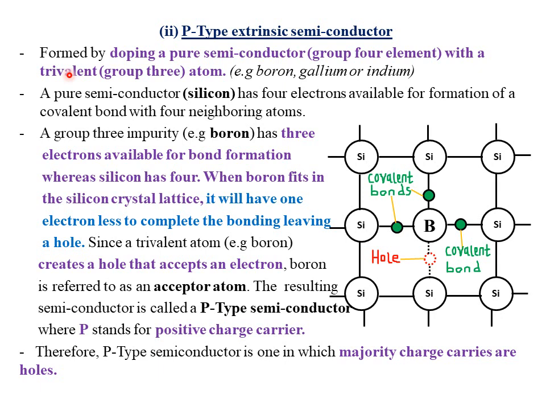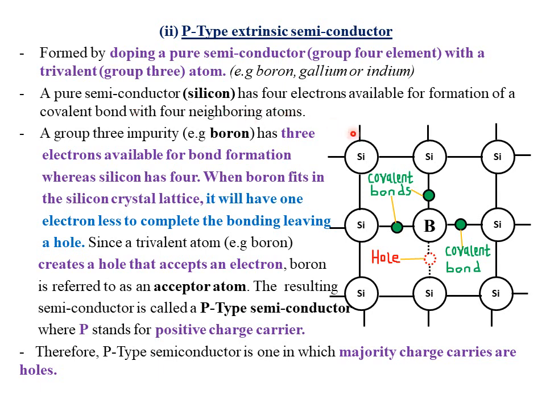So trivalent atoms are also called group 3 atoms. Examples of trivalent atoms or group 3 atoms include boron, gallium, or indium. Now, a pure semiconductor, for example, silicon or germanium, or simply put a group 4 element, usually has 4 electrons available for the formation of a covalent bond with 4 neighboring atoms.